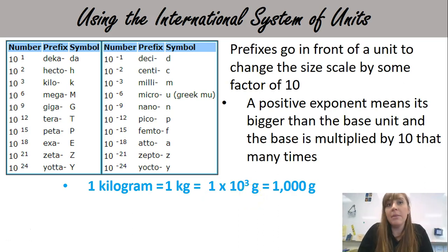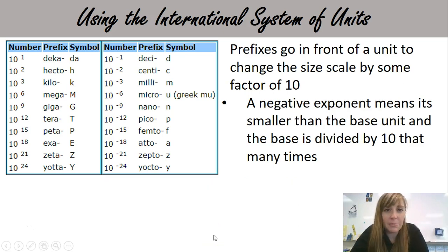So a kilogram is 1,000 grams. If you want to think about how big that is, 1 gram is about the mass of a paper clip or so. So 1,000 paper clips is about a kilogram. What about a negative exponent? If a negative exponent, it means that we're actually measuring something smaller than the base unit. So it's divided by 10 that many times.